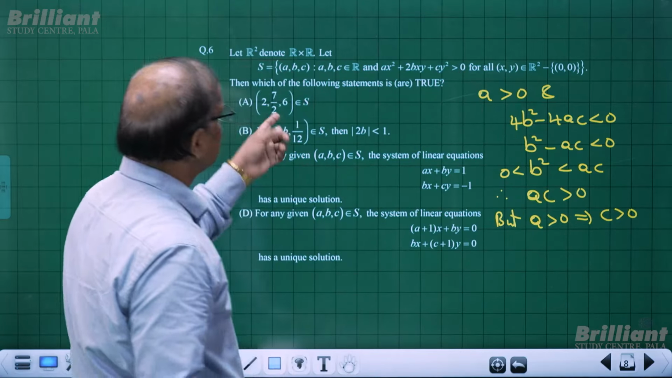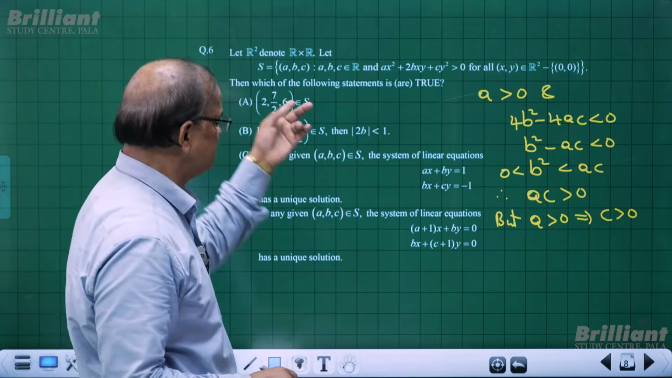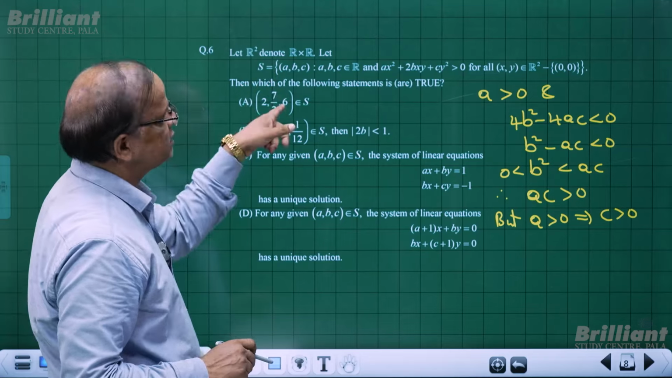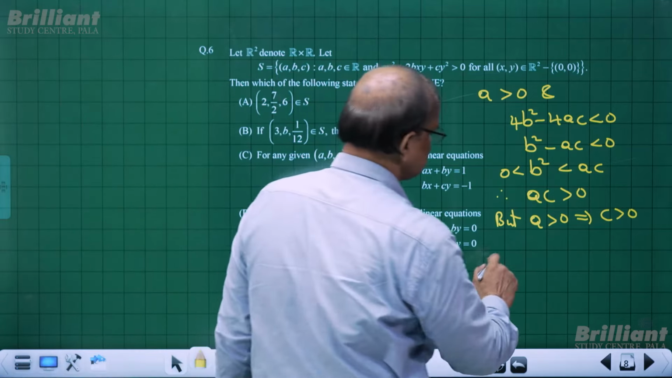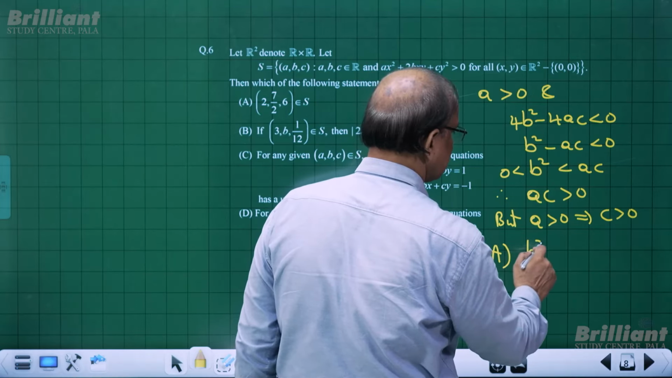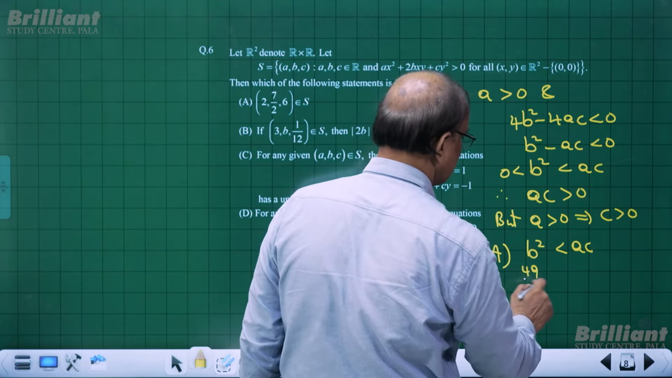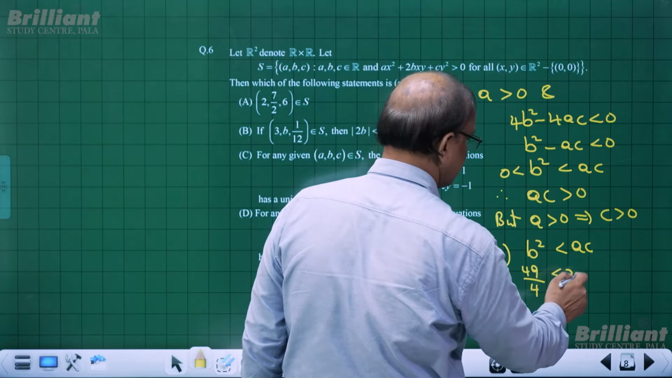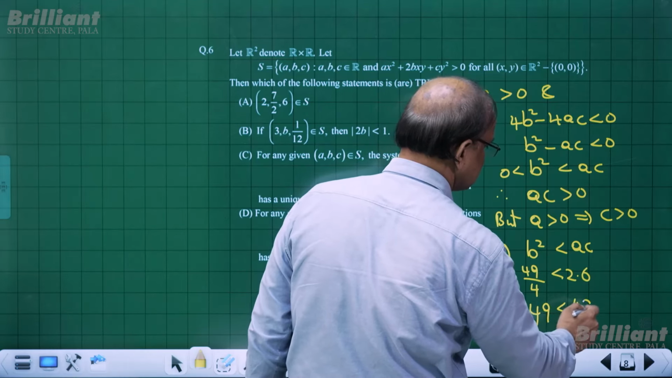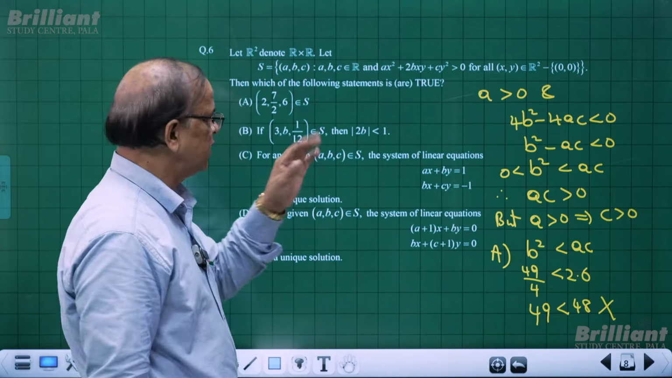Okay. Now here we will check whether this is satisfied or not. So b square less than ac, where b is 7 by 2, a is 2 and c is 6. So I will check option A. b square is 49 by 4, less than a times c, which is 2 times 6, so 49 less than 12 fours, which are 48. So wrong, not satisfied. Therefore A is wrong.